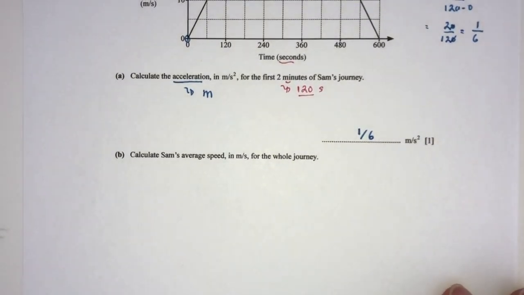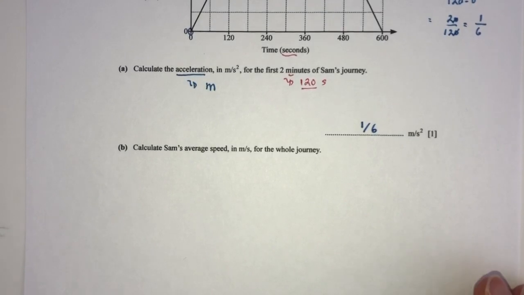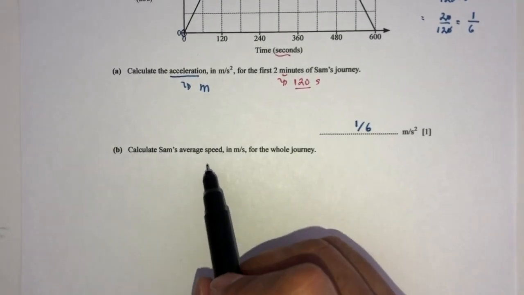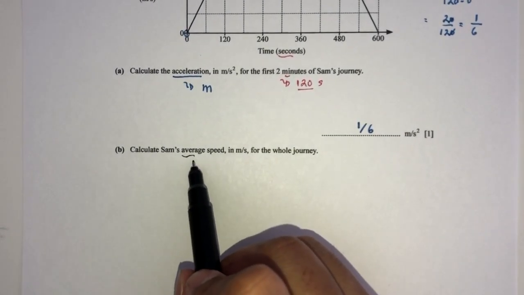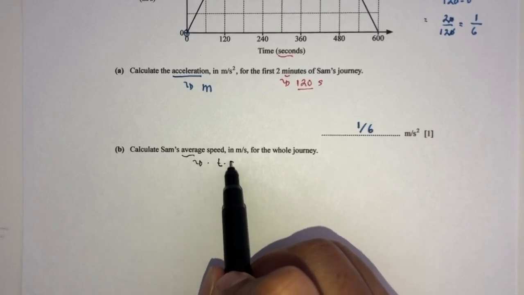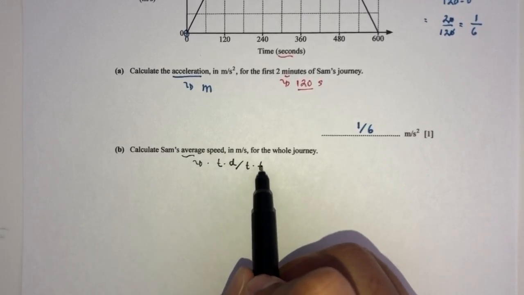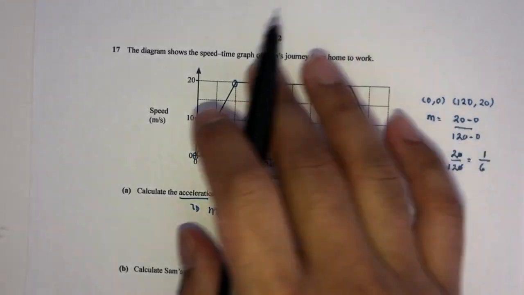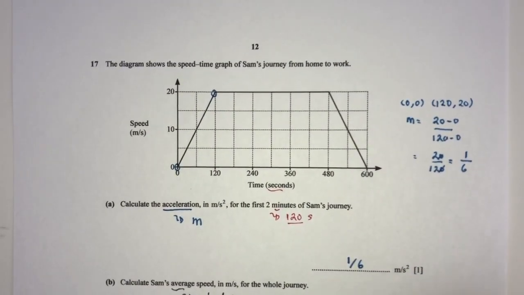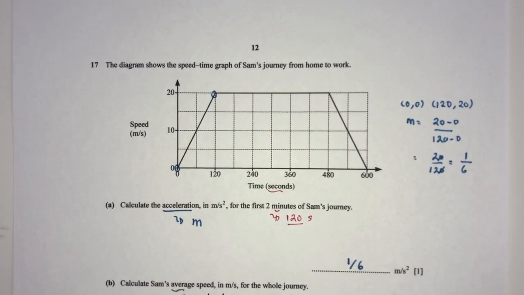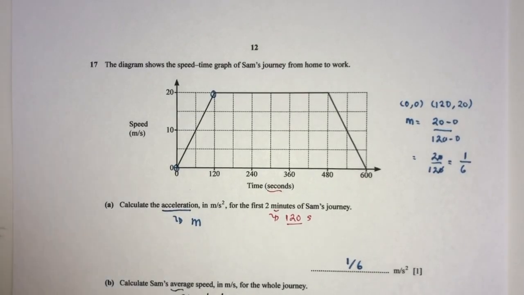Now let's move on to part B of your question. We have to calculate the average speed. Average speed is given by the total distance traveled divided by the total time taken. So what is the total distance traveled? If you have a speed time graph, the distance traveled is the area under the graph. So we can use a formula here.